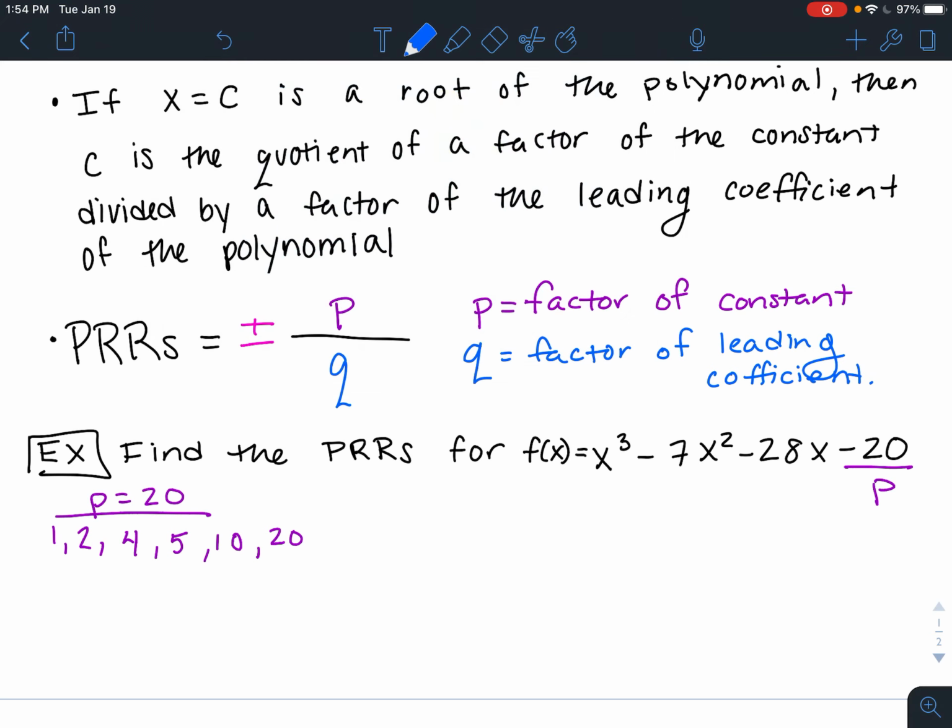And then Q is our leading coefficient. Your leading coefficient is the number in front of your highest variable degree. Our highest exponent here is a 3, so the number in front of x cubed is 1. So my Q value is 1, and just like with the 20, I'm going to list all of the factors of 1. This is super easy because it's 1.